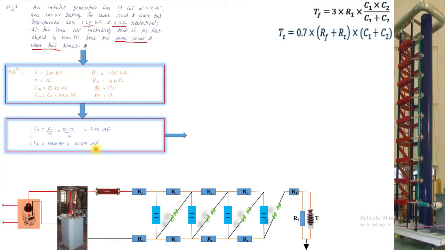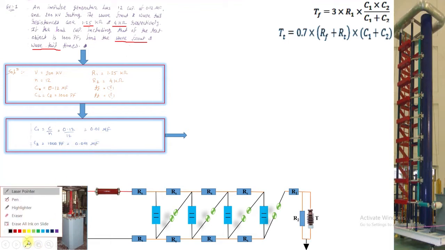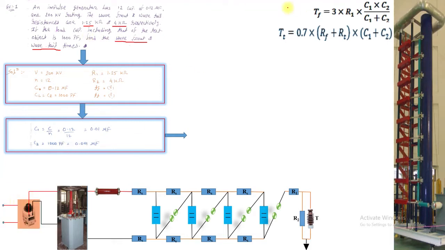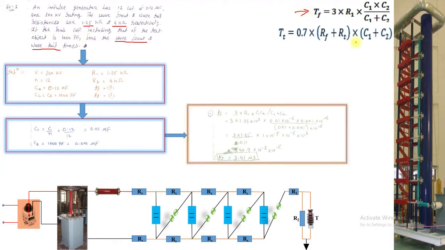So now we have R1, R2, C1 and C2. By using these values, once we put all these values into this equation of wavefront time, we will get wavefront time as 3.41 microsecond. Okay, this is the wavefront time. This is the time taken by the wave to achieve the peak magnitude.